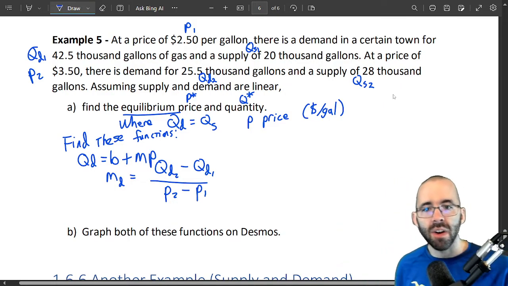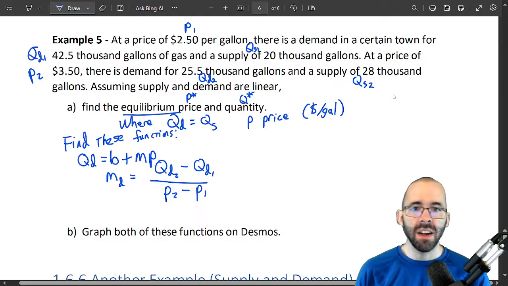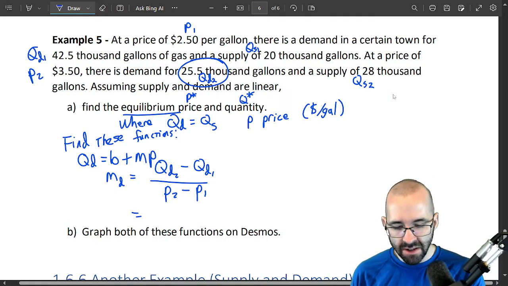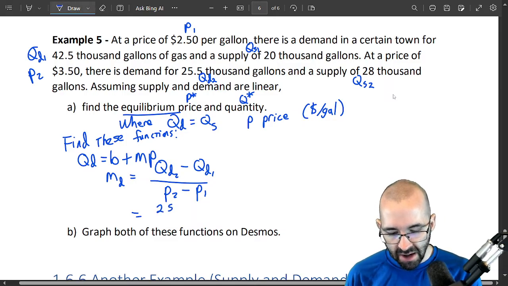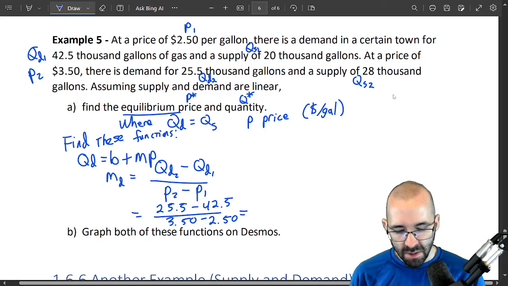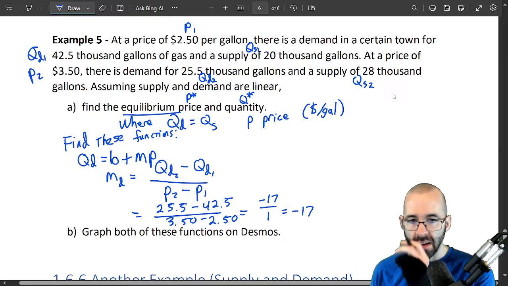These are already labeled for us. QD2 was 25,500 gallons. That's 25.5 minus QD1. We said that was 42.5. Second price was $3.50, and the first price was $2.50. Subtract that out, and we get, I believe, negative 17 over 1, or negative 17.